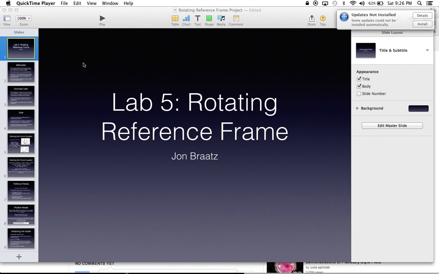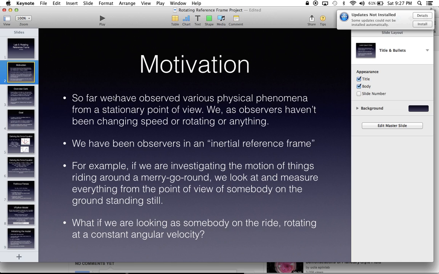This is Lab 5, Rotating Reference Frame. I'm John Bratz. The motivation behind this lab is that so far we have observed various physical phenomena from a stationary point of view. So we as observers haven't been changing speed or rotating or anything.